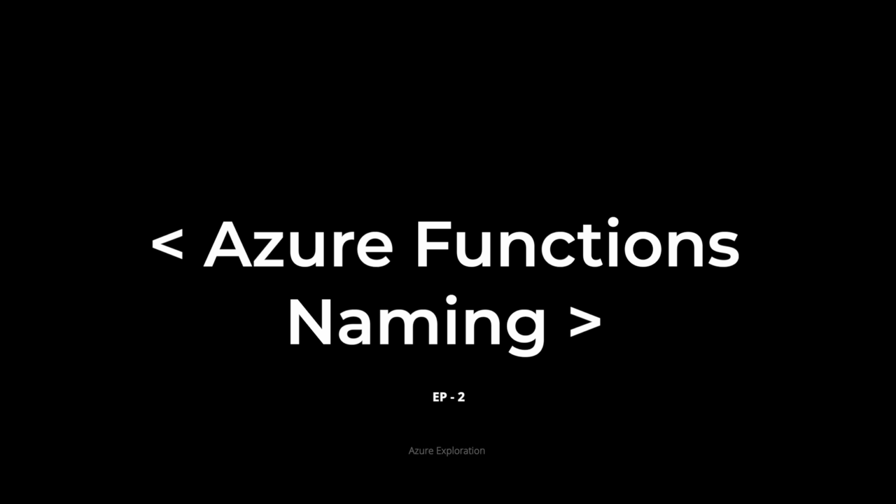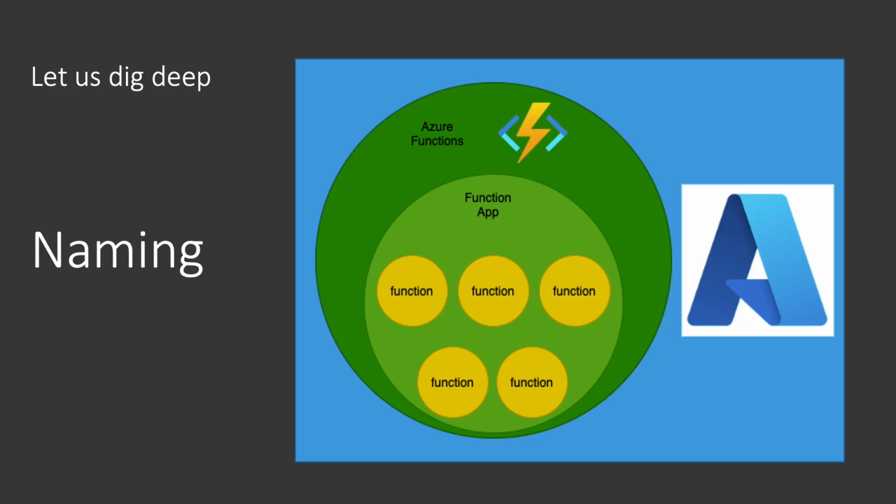So the first thing is naming. With Azure Functions, you might have heard of Azure Functions, Function App, and Functions. So what's the difference between them, and why do we have all of these? When we start working with Azure Functions, we're going to encounter the function keyword all over. And as a beginner or someone who's trying to understand it for the first time, it could be a little bit confusing. So let's break down the different terminology.